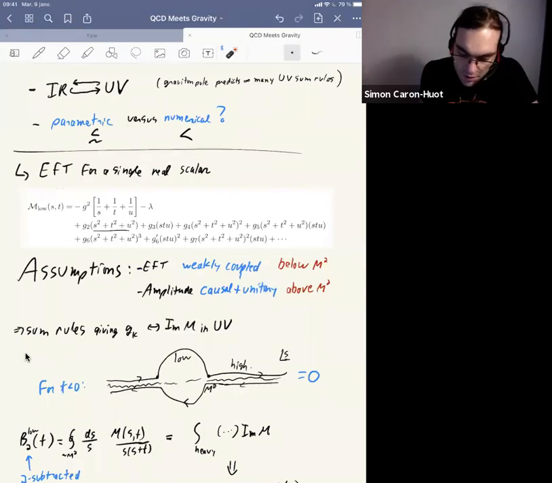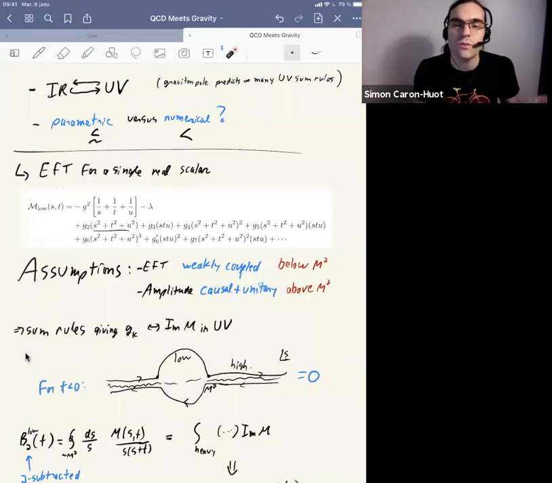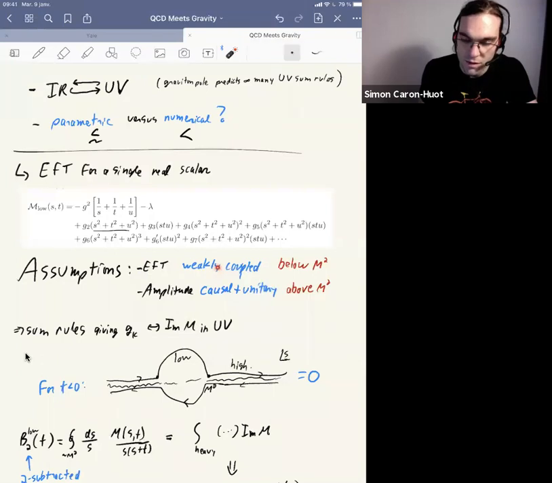And our assumption is that at high energies, above some cutoff, capital M, the amplitude could be strongly coupled, crazy physics, but we're going to assume that it's causal and unitary. So we assume that the basic axioms are satisfied at all scales, and that the theory is weakly coupled in the infrared.